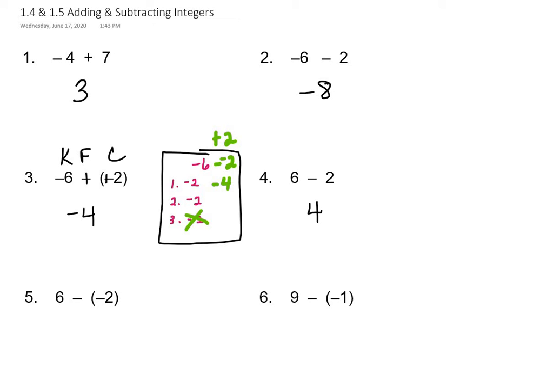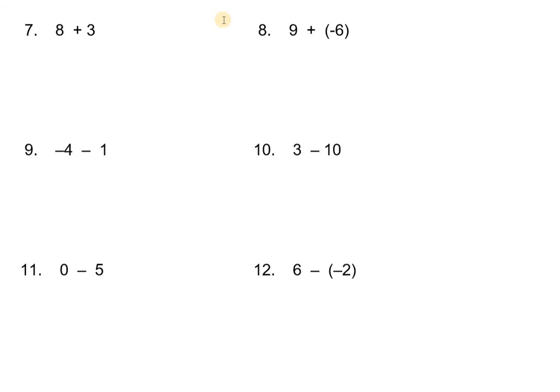Problem 5, again, subtraction is the same thing as adding the opposite. So I have 6 plus 2, which is 8. Problem 6, I have a subtraction problem. I need to change that to an addition problem. Minus a negative is the same thing as plus a positive. So I have 9 plus 1, which is 10. Okay, problem 7, I have 8 plus 3. That's a problem like you learned in first grade. The answer to that is 11.